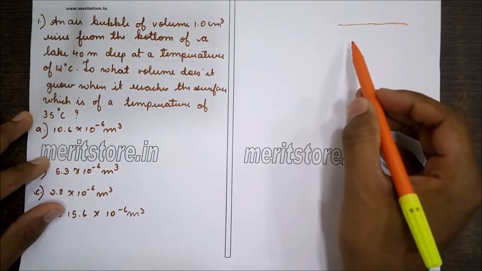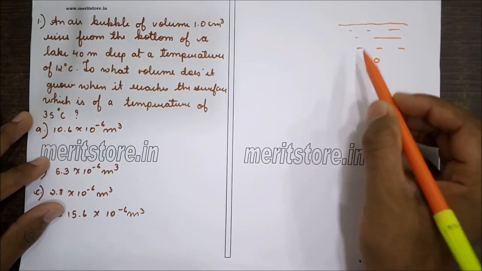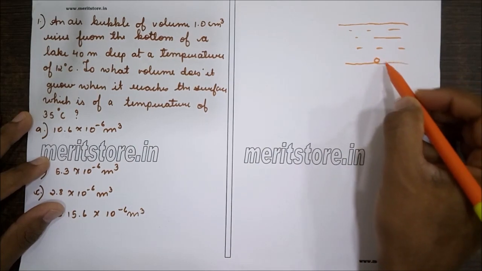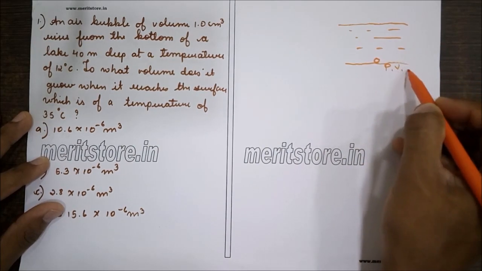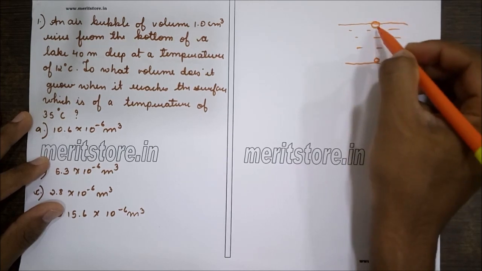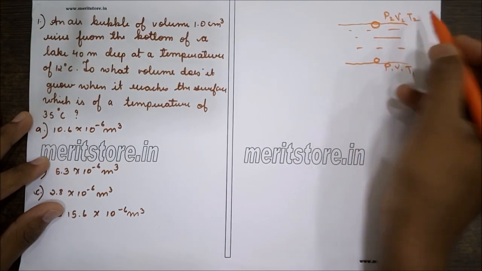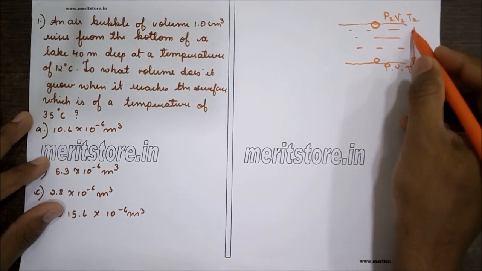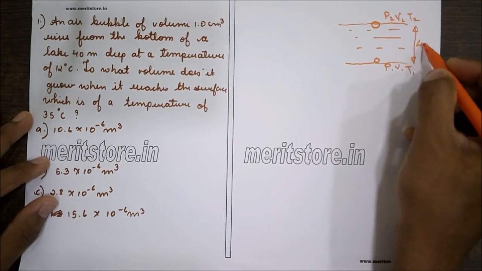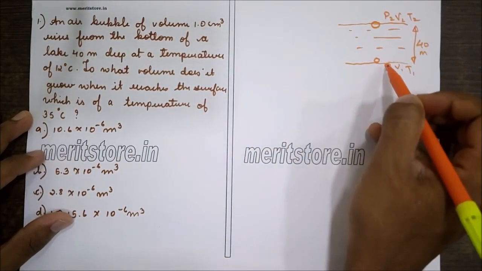Suppose this is the surface of the lake and there's an air bubble over here, which is at the bottom. Let these conditions be P1, V1 and T1, and at the surface the bubble rises, so let these be P2, V2 and T2. The depth of the lake is 40 meters.